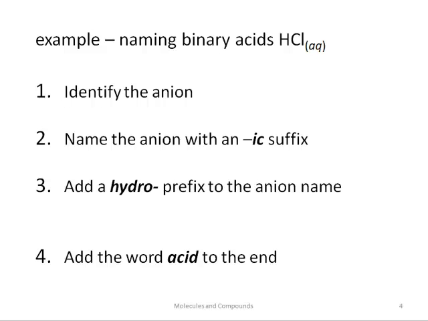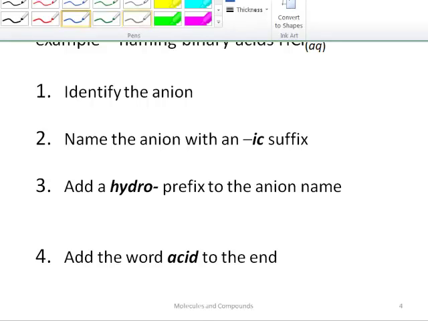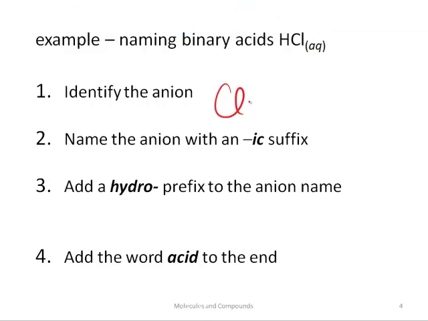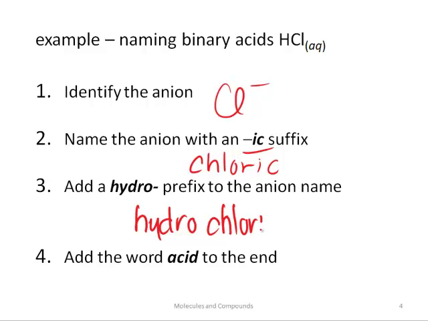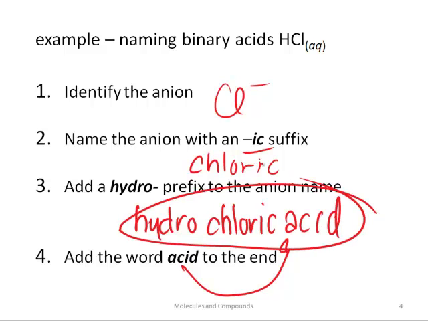So here's an example. Let's name HCl, a binary acid. What is the anion? We know that is chloride. So chlorine is your anion when it dissolves in solution. We're going to change that to ic, so that's going to be chloric. And we're going to add the hydro in front of it, so this would be hydrochloric. And for all acids, we are going to add acid at the end of the name. So HCl is known as hydrochloric acid, something you've probably heard of before.